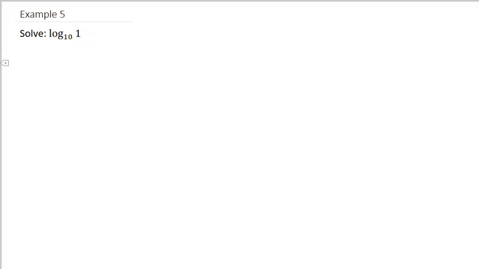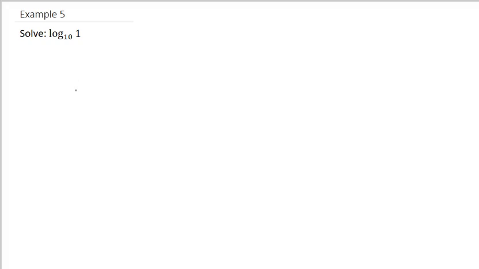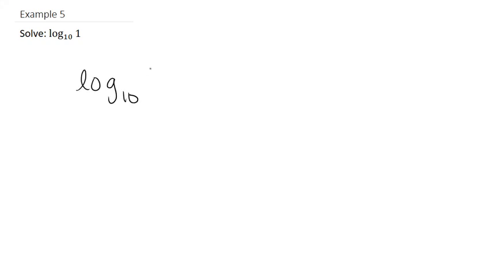Now let's do one final example. Solve for the following. We have log base 10 of 1. So let's get our calculators out. We put in 1 and take the log of it, and we get 0. So log base 10 of 1 is equal to 0.